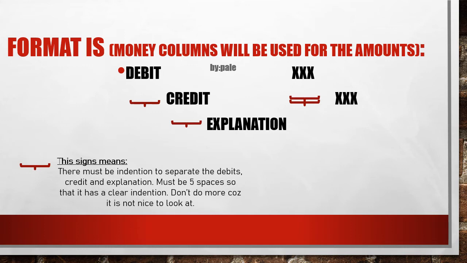After the credits, again, indent 5 spaces from your credit account title. Then you will write the explanation. So the proper format is that you have an explanation, but for discussion purposes, usually we would use number sign.